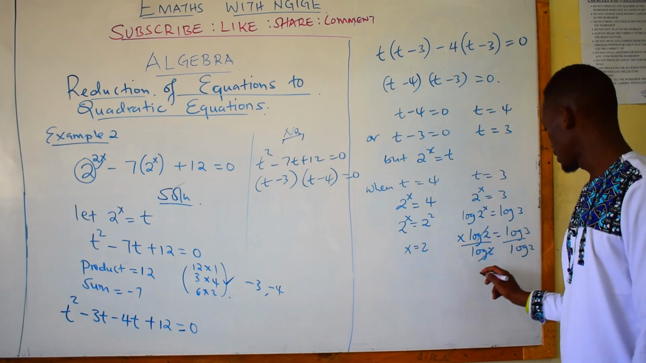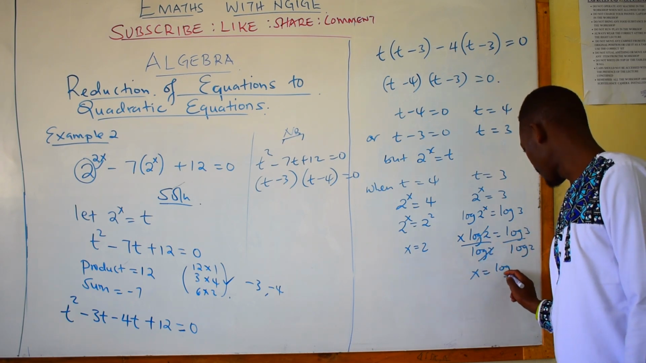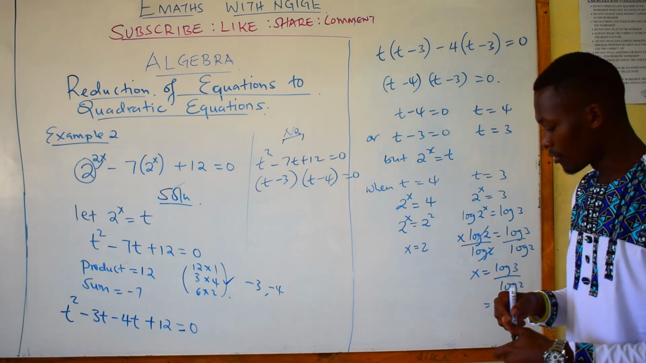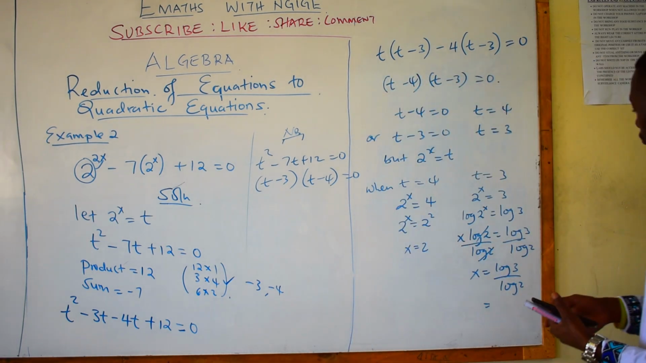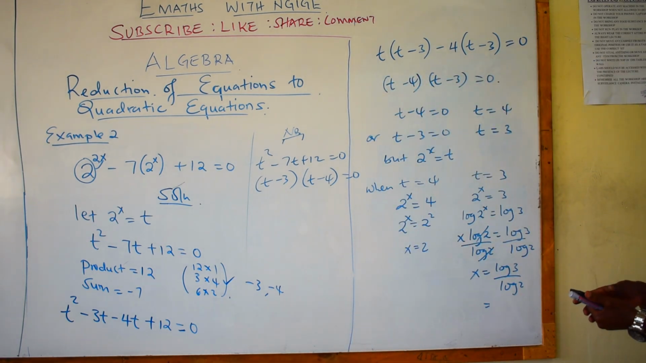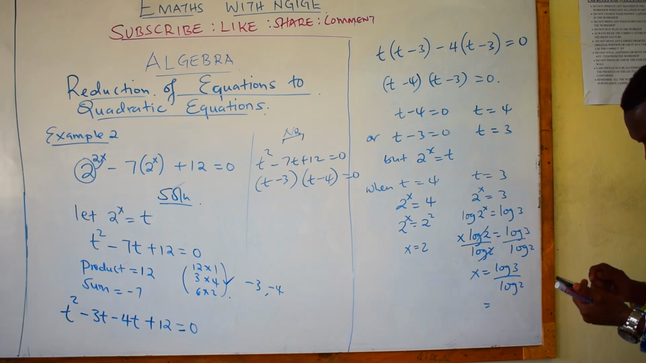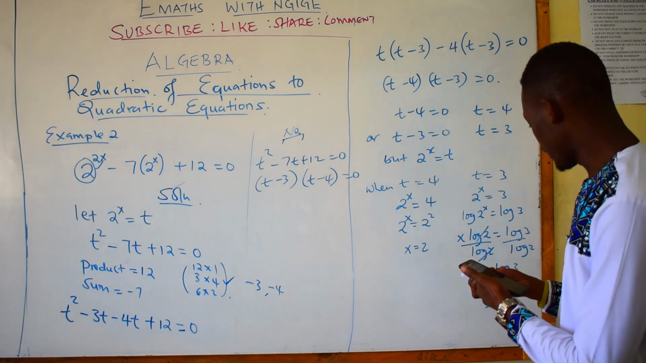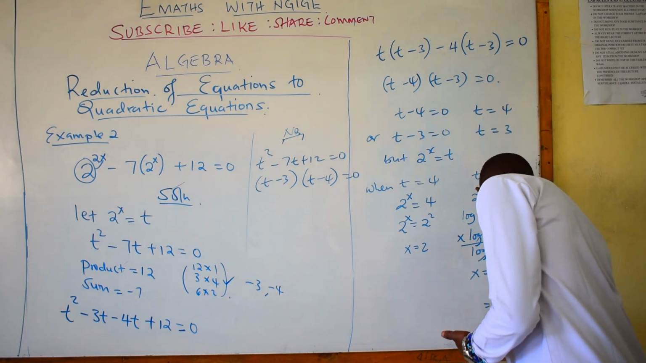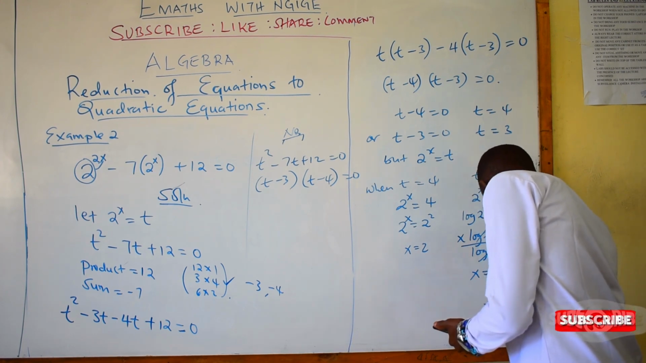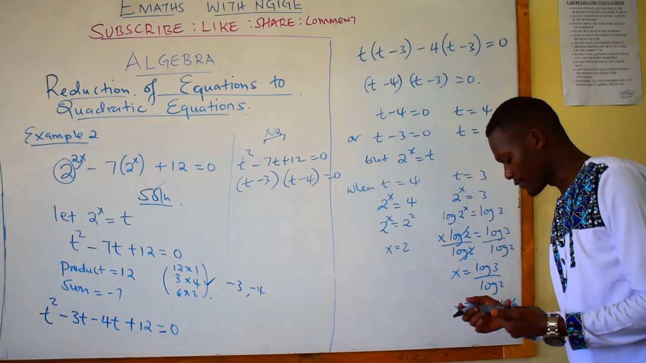So that and that cancel. Therefore, x is given by the log of 3 over the log of 2. So let's work that one out. The log of 3 divided by the log of 2 gives us 1.5849496. And that is the variable.